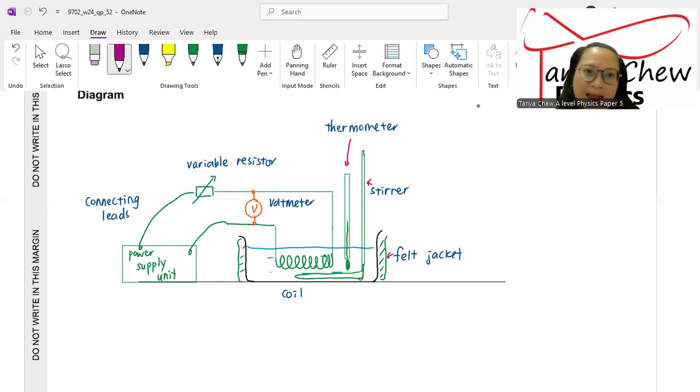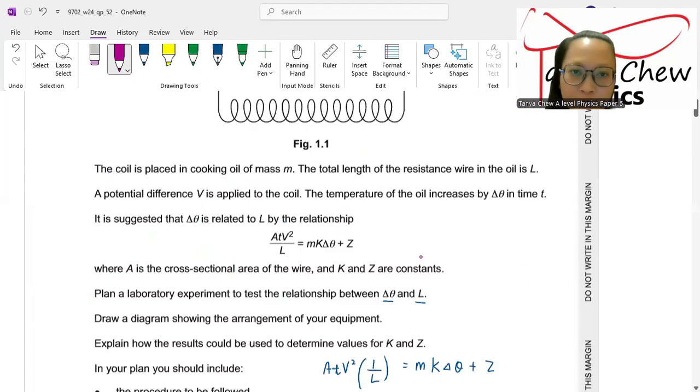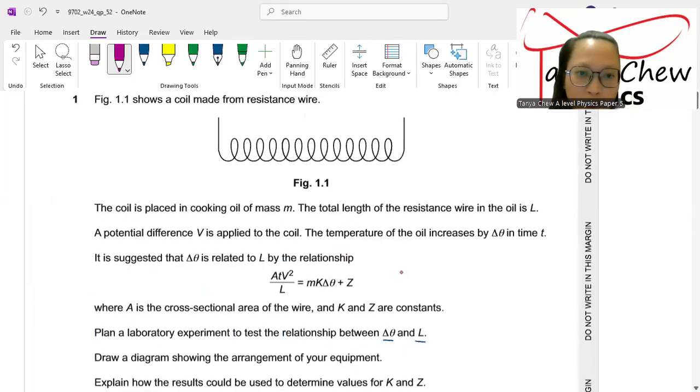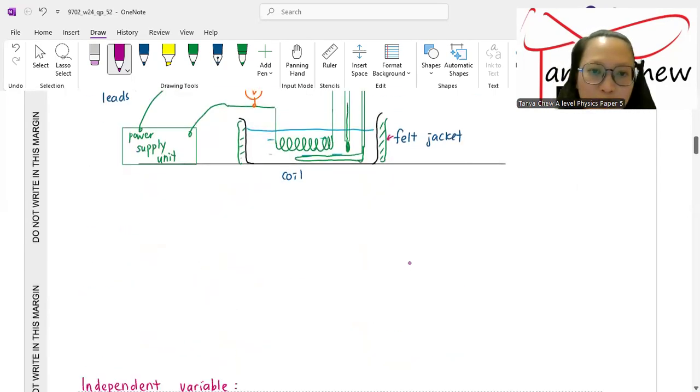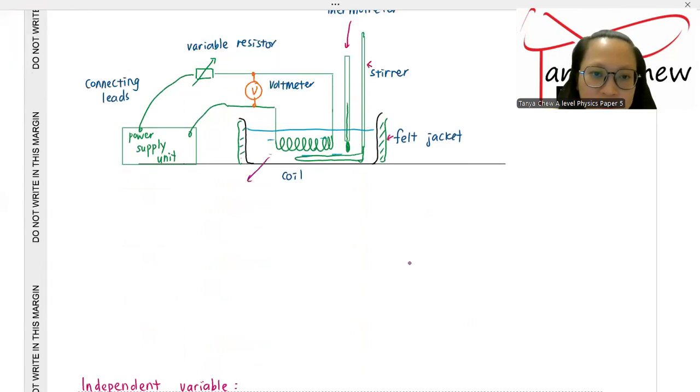And I have connecting wires, which I connect to the power supply unit. And I have a thermometer, because I want to make sure that I measure the initial and the final temperature. And of course, this is a coil of wire. Could you see that? This is a coil of wire. And this is cooking oil inside the beaker right there.